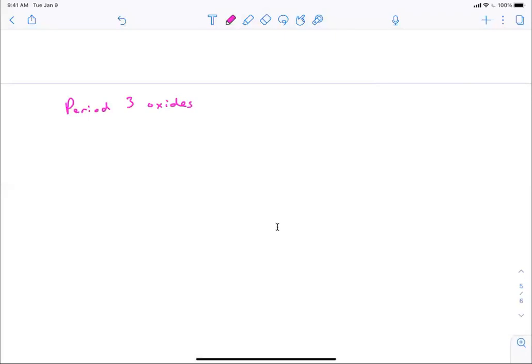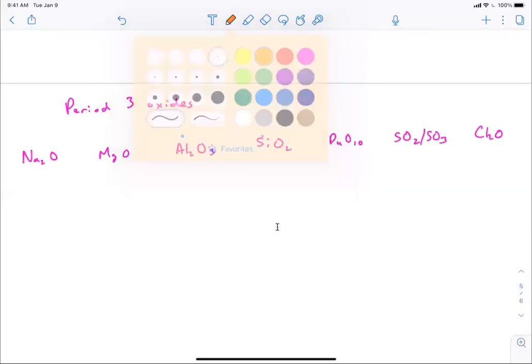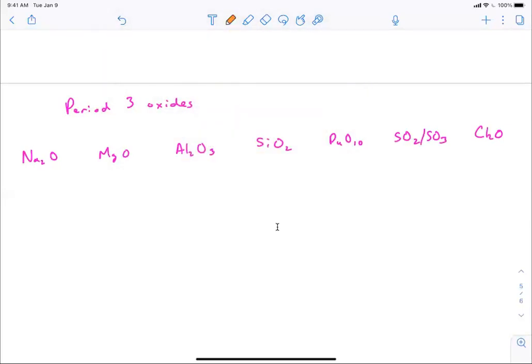That's sodium oxide, magnesium oxide, aluminum oxide, silicon dioxide, tetraphosphorus decaoxide, sulfur dioxide, sulfur trioxide. And that's as far as you're really going to go here. You could write Cl2O or something like that, but that one won't get into as much detail. What you need to memorize here is how the characteristics change as you go across the periodic table.